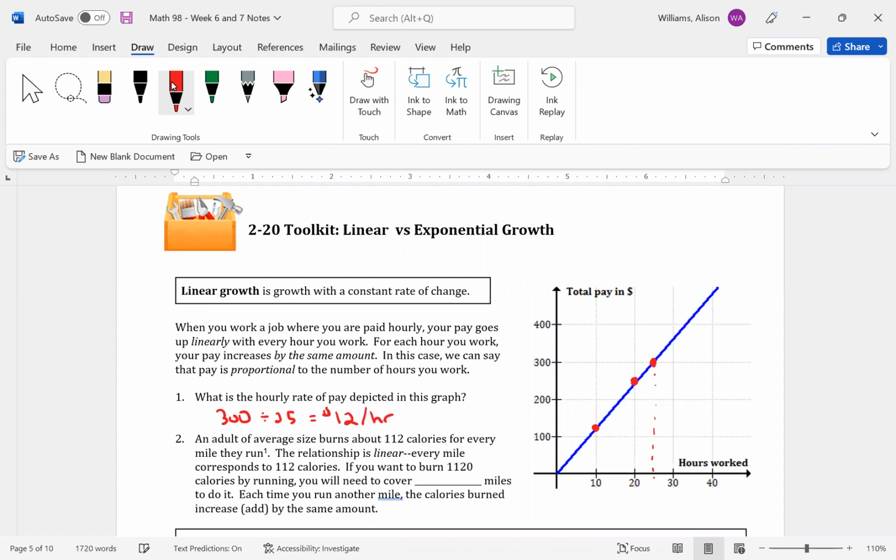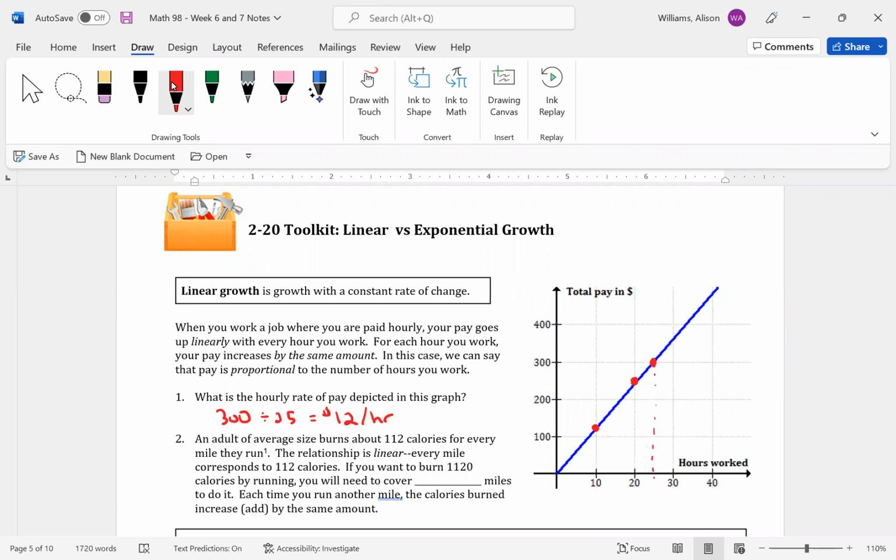I'm going to write it shorthand like that. So at 20 hours, that would be about 240, which makes sense. It's pretty close to halfway. All right, 10 hours, 120. That actually seems reasonable, and so forth.